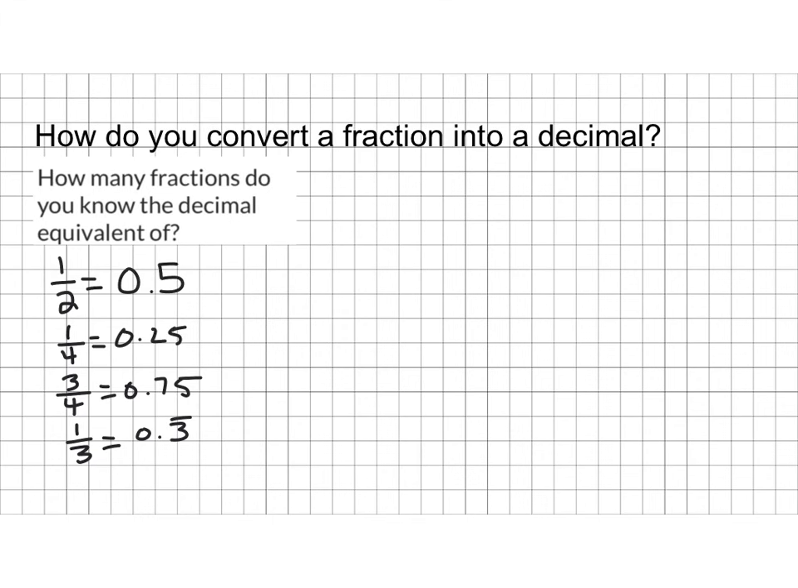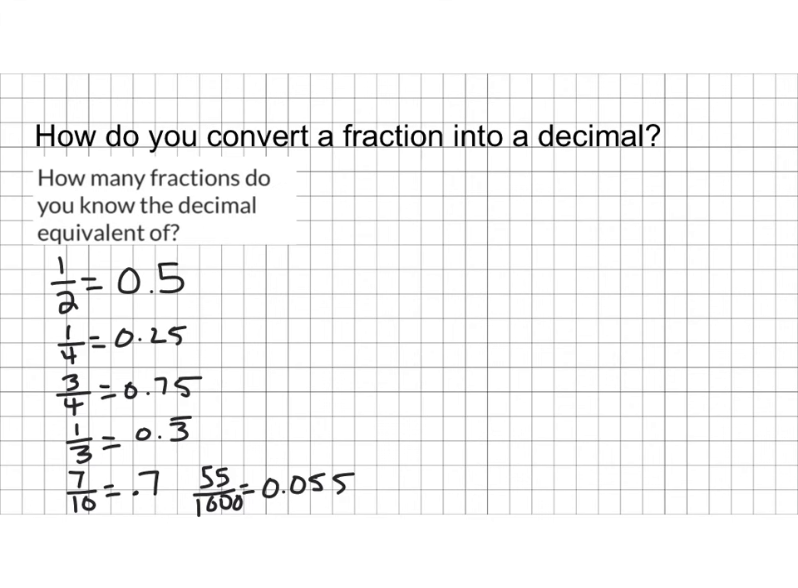And we should also put down that we know any fraction that has a power of 10 in the denominator. So for example, 7/10 is 0.7. Or 55 thousandths is 0.055, 55 thousandths.